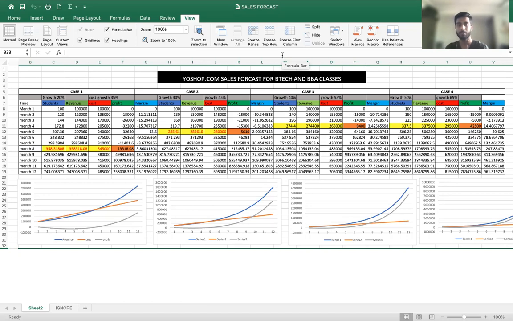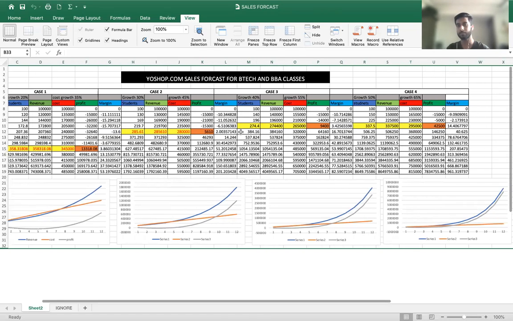In case two, the growth rate of students is expected to be 30% and growth in cost will be 45%. So by month 5, the company can reach break even with 285 students and a profit of 5,610. In this case, the company can generate over 200% margin by month 12, or in a year.